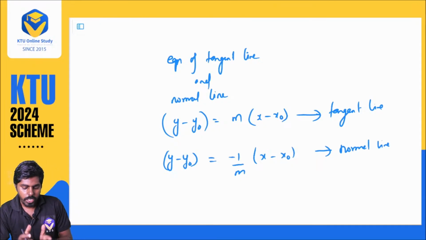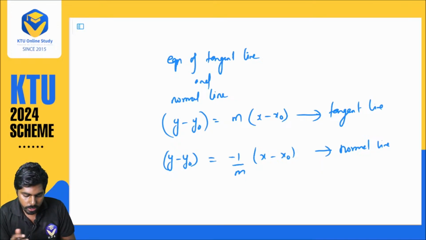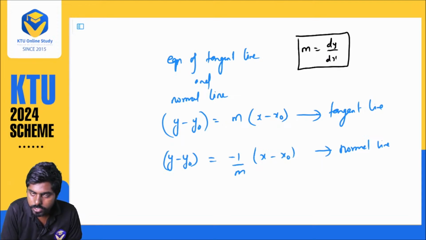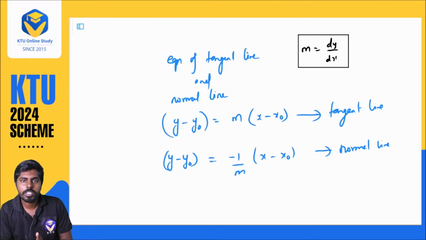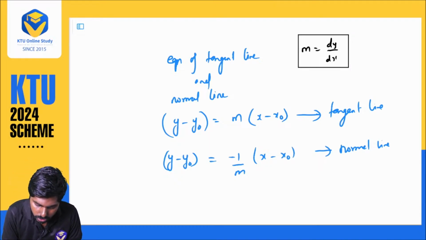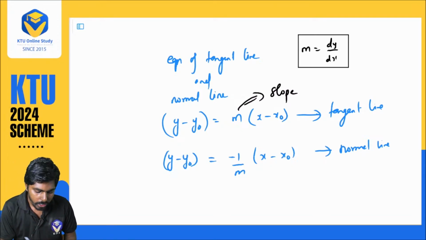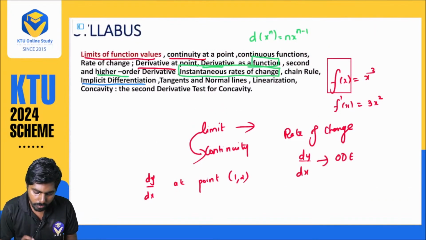So this is the syllabus: equation of tangent line, equation of normal line. This is what you are going to apply in your question. Now what is m? m is nothing but the slope. Slope is dy by dx, which is nothing but differentiation. And they will be giving the point 1 comma 2, that is x0 y0. You just apply it in the equation of tangent line and equation of normal line. That is the only thing, a very simple topic, and it carries about 4 or 5 marks.